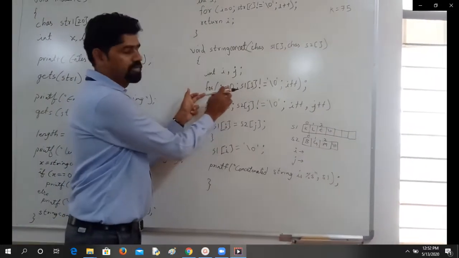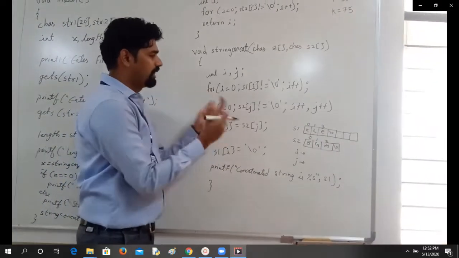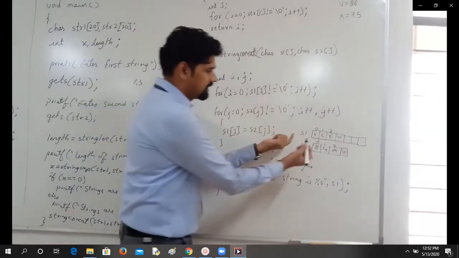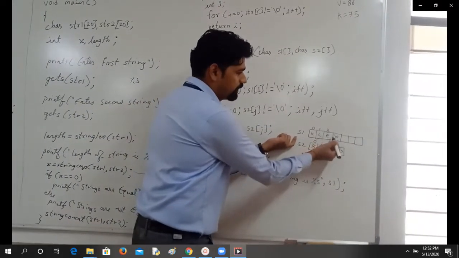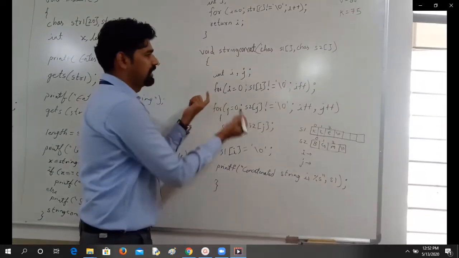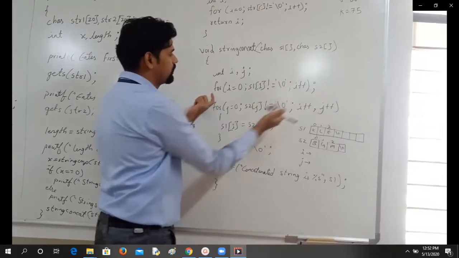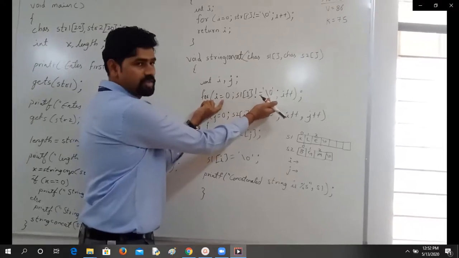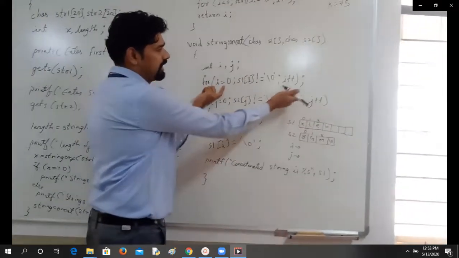I start with the first for loop. What I am doing in the first for loop is starting the index from here, and I am going to reach this null character. You can observe there is a semicolon here. So I start from i is equal to 0. I check if that 0th character is null character. If no, I just increment.